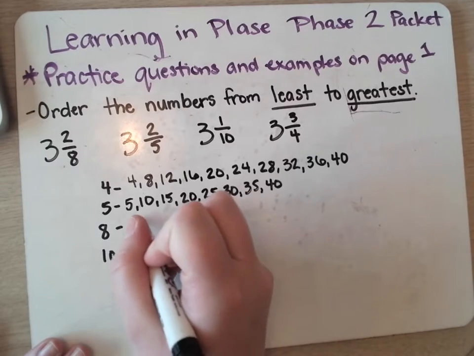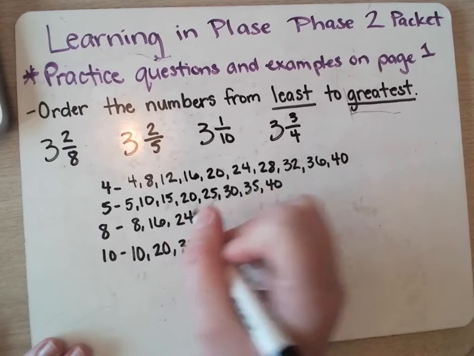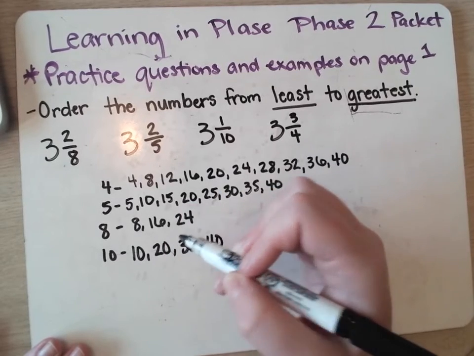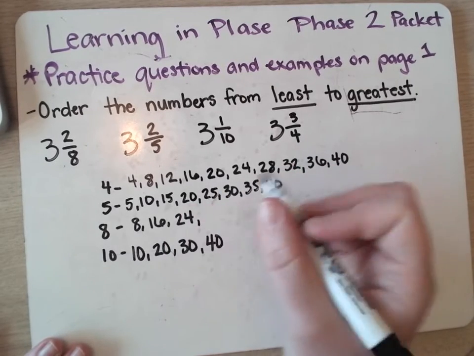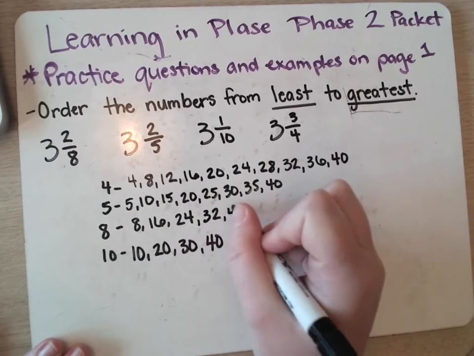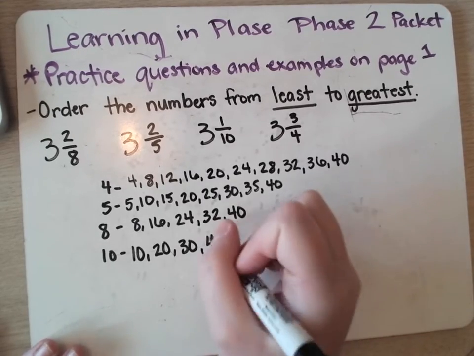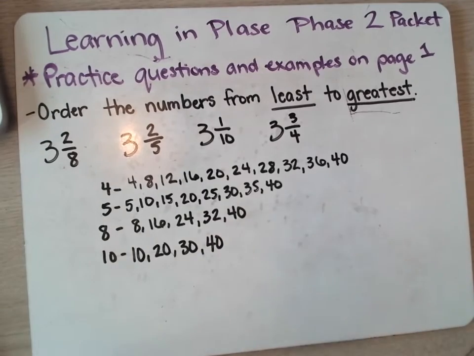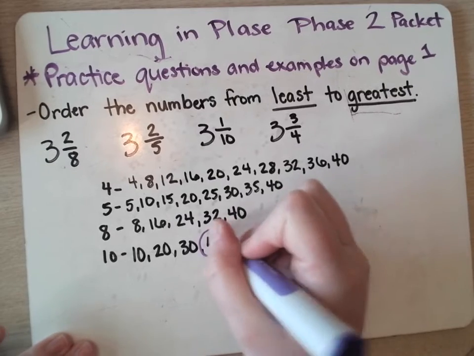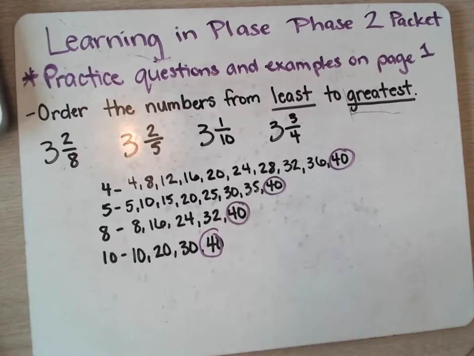My 8s, 8, 16, 24, so it's not going to be 20, 32, 40. I have a 40 in my list of all these multiples. So my least common denominator is going to be 40.